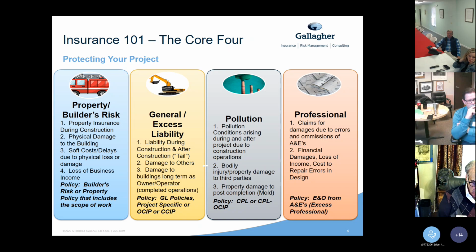And John had mentioned how it is a good idea to place your own builder's risk policy in case there's issues with the contractor.